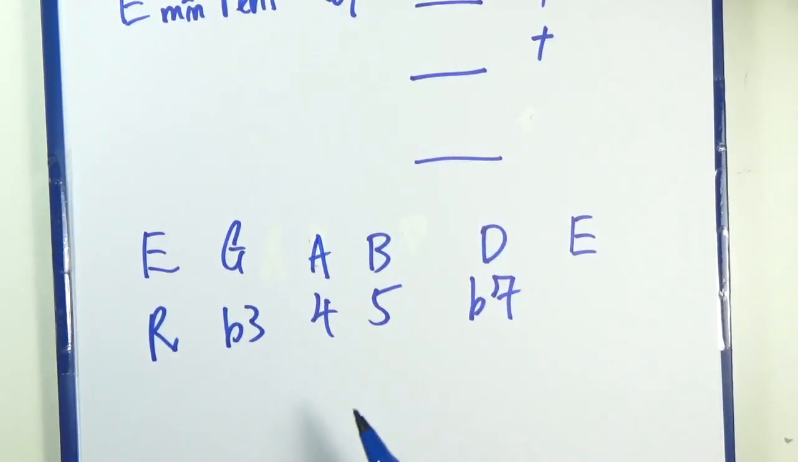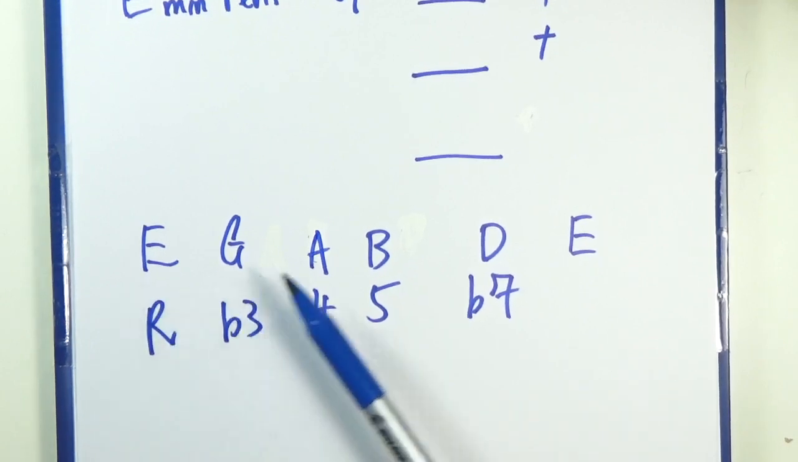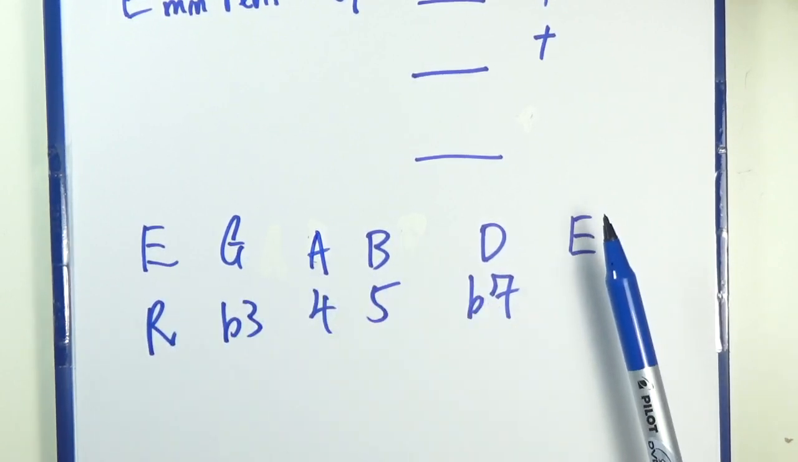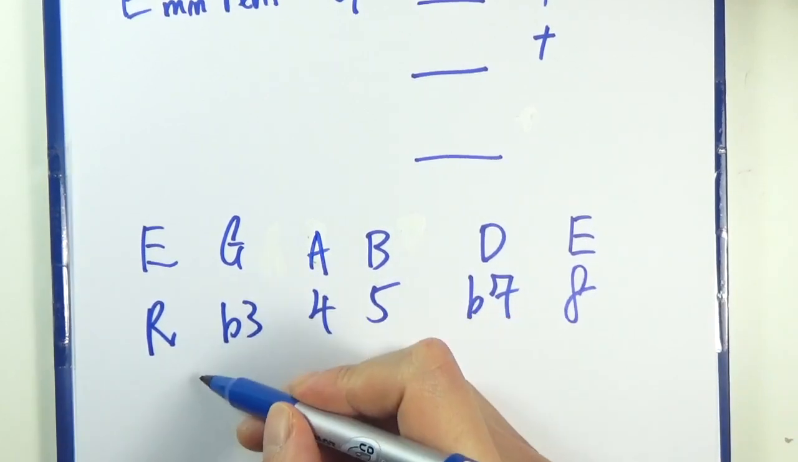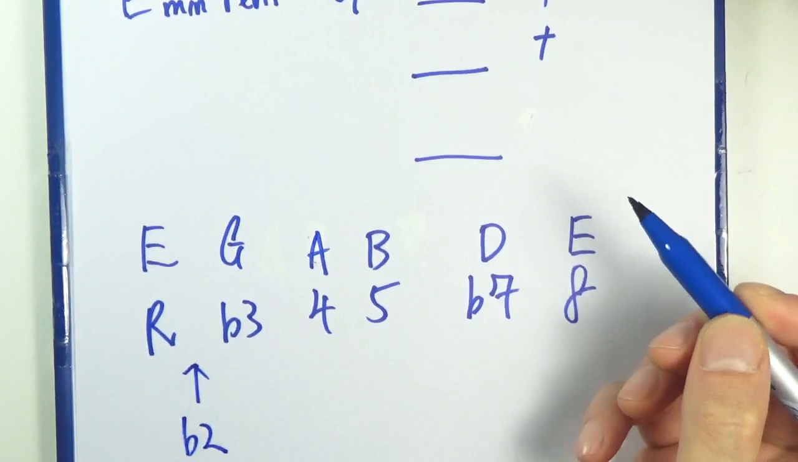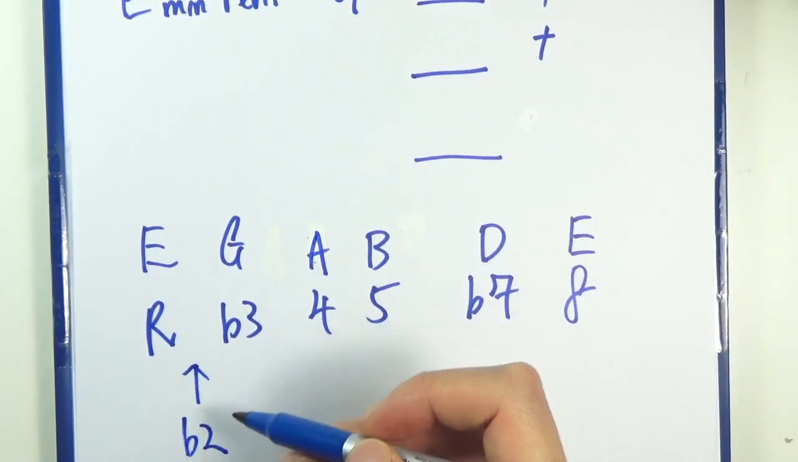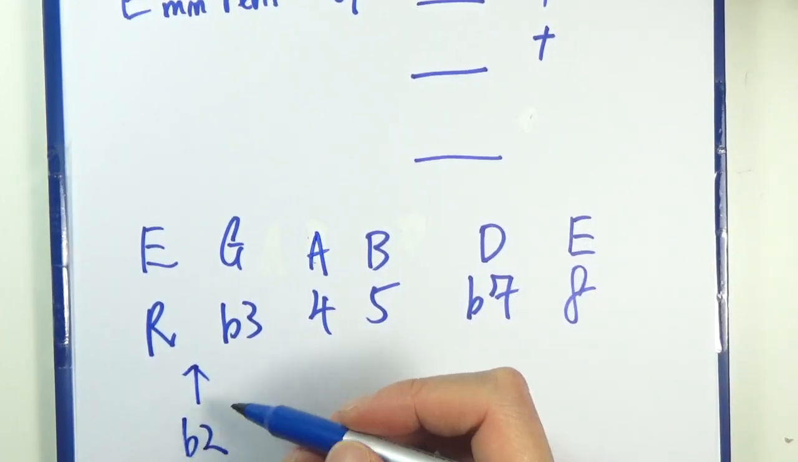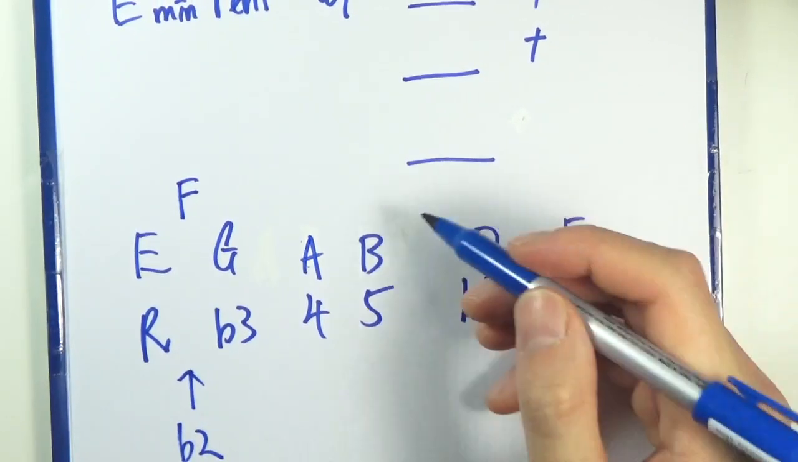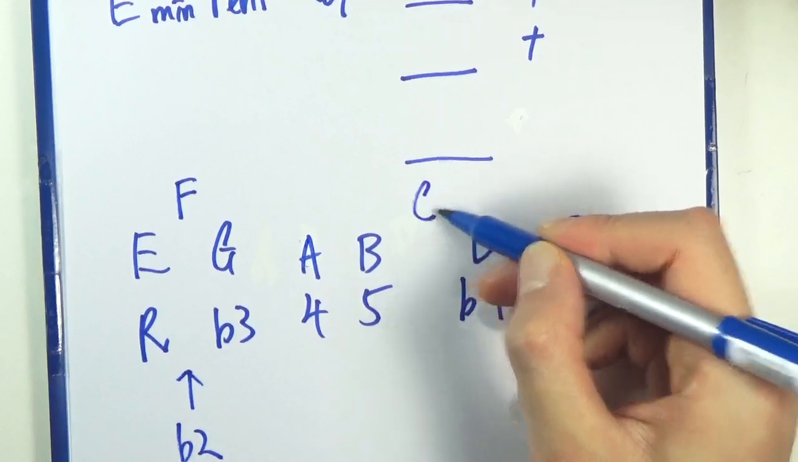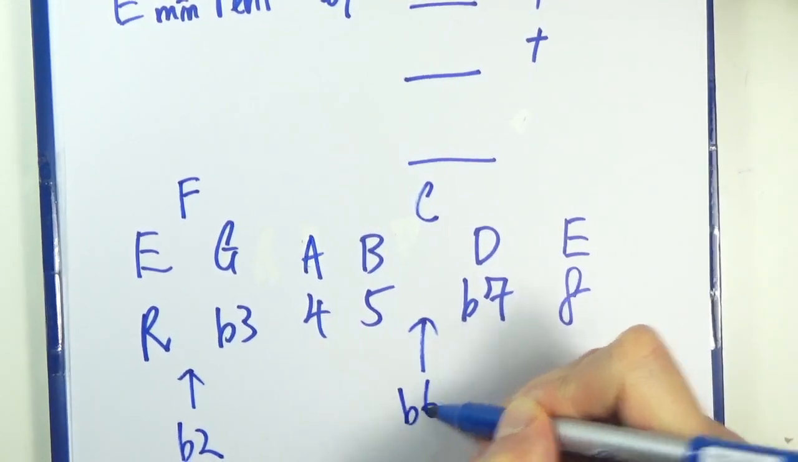Let's take a look at the E minor pentatonic scale. So E, G, A, B, D, E, right? And a Phrygian scale has a flat 2, so that's what we're going to add to the scale. That's going to be an F note. I'm going to write it here, F note. That's the added note. We have flat 6, so that's going to be a C, so flat 6.